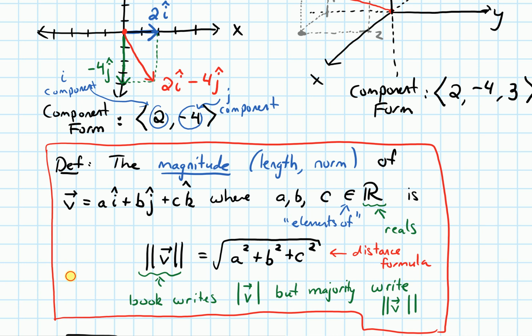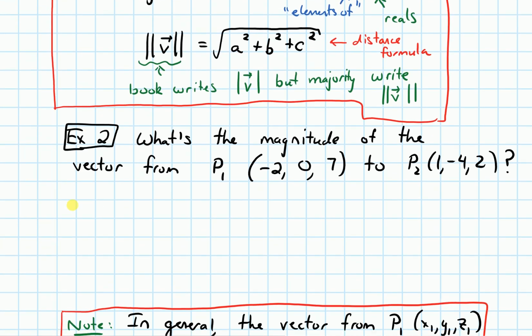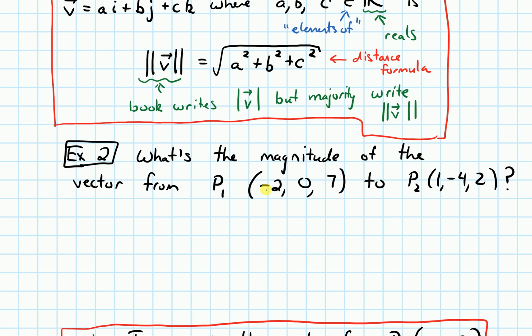All right, so let's do an example. What's the magnitude of the vector from the point P1, which is negative 2, 0, 7, to the point P2, which is 1, negative 4, 2? So what I need to do first is find the vector that begins at P1 and ends at P2. I'm going to notate that like this. I put an arrow on top of it, which means it's a vector. And the fact that I wrote P1 first means it starts at P1, and P2 second means it ends at P2.